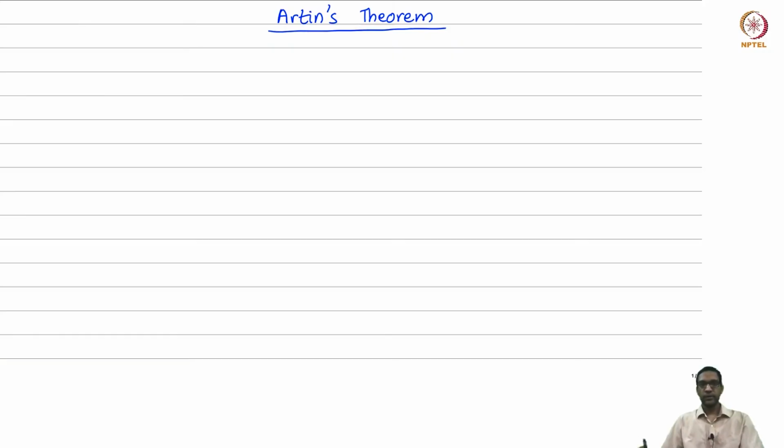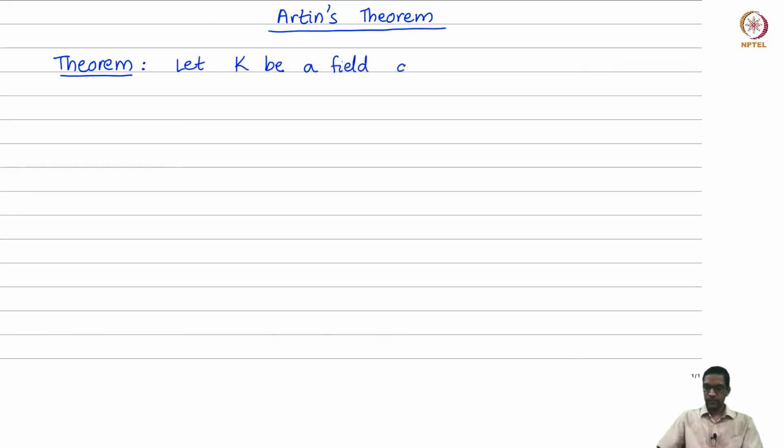Today we'll prove the following important theorem due to Emil Artin. So the statement is the following. Let K be a field, and Γ be a finite subgroup of the group of automorphisms of the field.